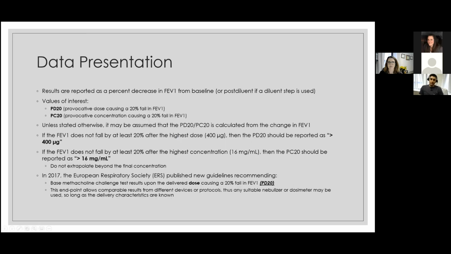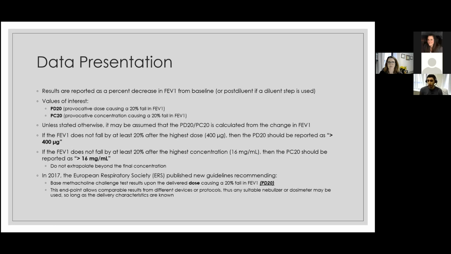So how do we present the data? So the results are reported as a % decrease in FEV1 from baseline or post-diluent if a diluent step is used. The values of interest that we look at are the PD20 or PC20. The PD20 is the provocative dose that causes a 20% fall in the FEV1. The PC20 is the provocative concentration that causes a 20% fall in FEV1.